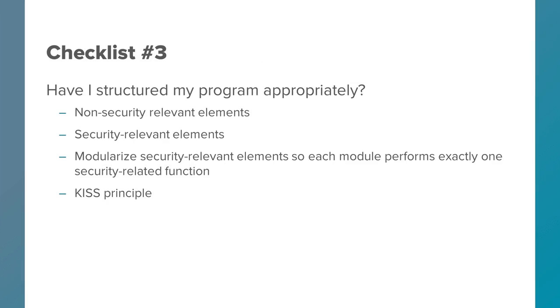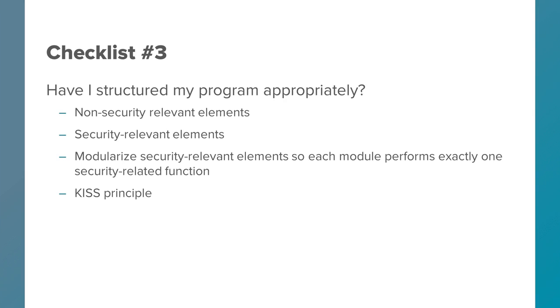All right, the next element of the checklist is structure. Is your program appropriately structured? And one of the truisms of security and secure programming is put all your security-related material, relevant elements, into one place and the non-security-relevant elements into another place. The reason for this division is that way we know where the security is, and we know when something goes wrong, it's in that area. It's not scattered throughout the program.